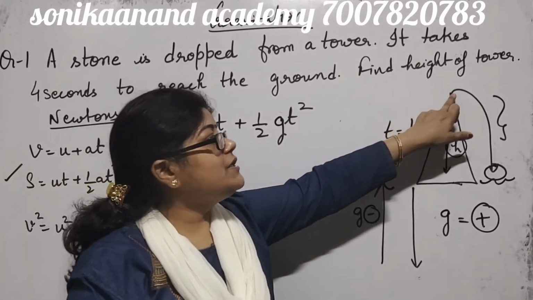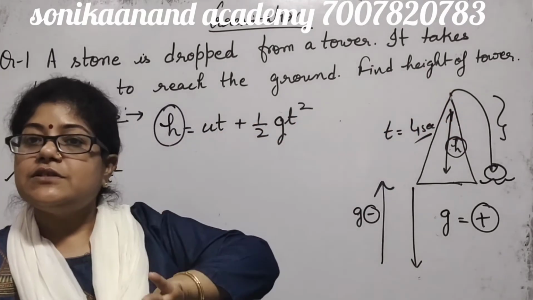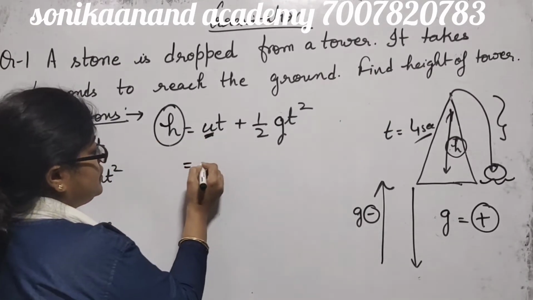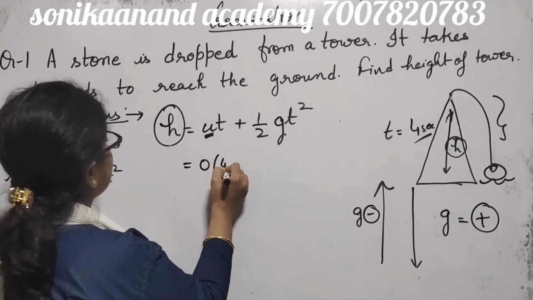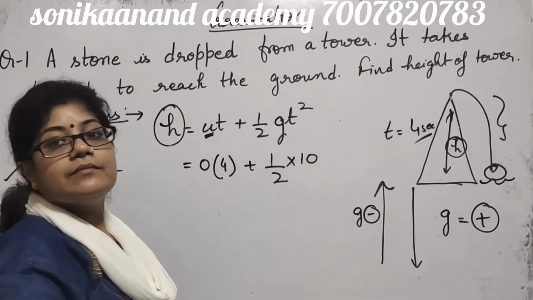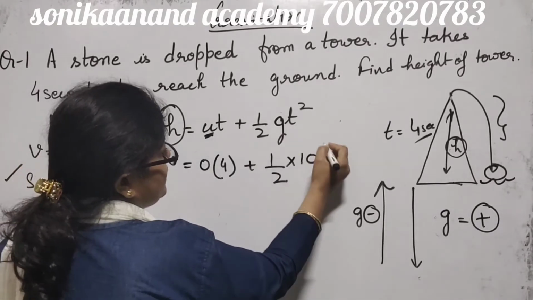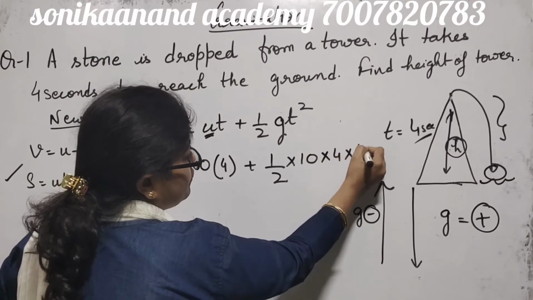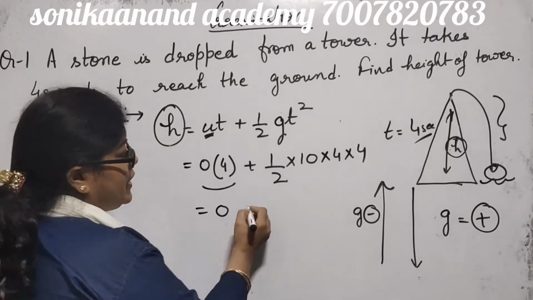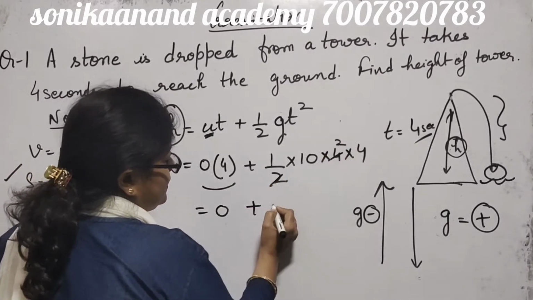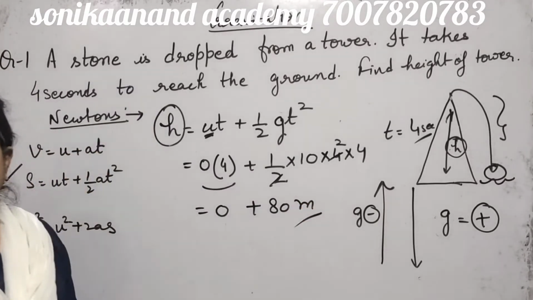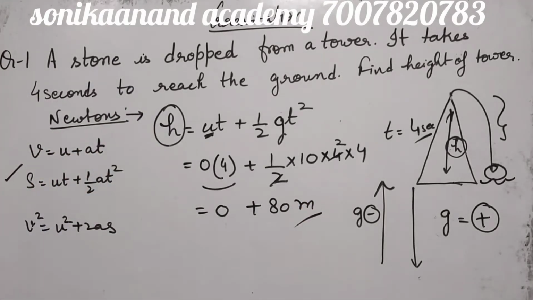Now initially when the stone is here, its velocity is 0. So this initial velocity U becomes 0. So 0, time is 4 seconds, then half. In place of gravity you can write 10. Now time is 4 seconds, it is squared, that is 4 into 4. Overall this becomes 2 2s are 4, that is 80 meters. So height of the tower is 80 meters.